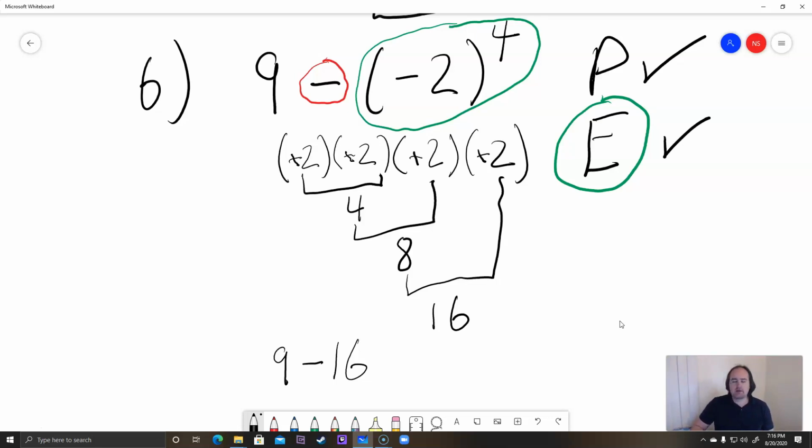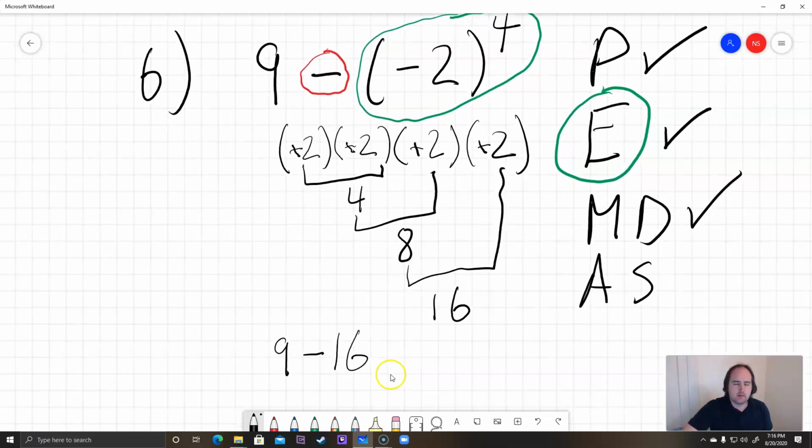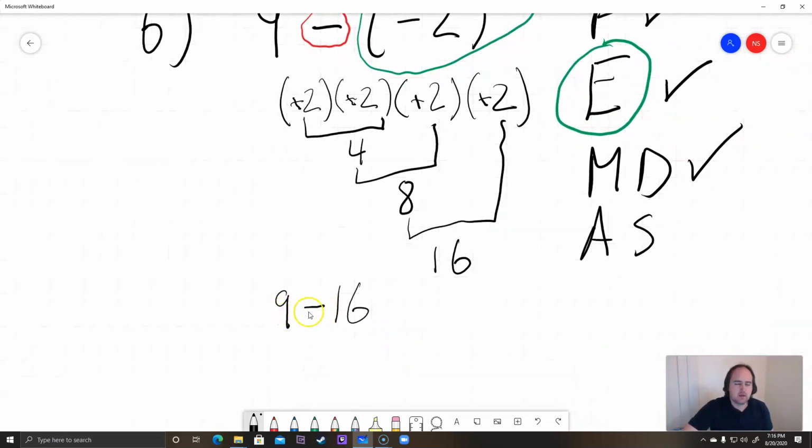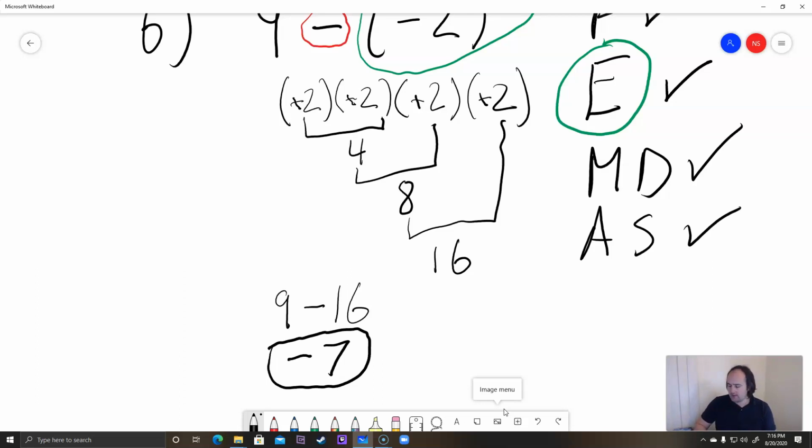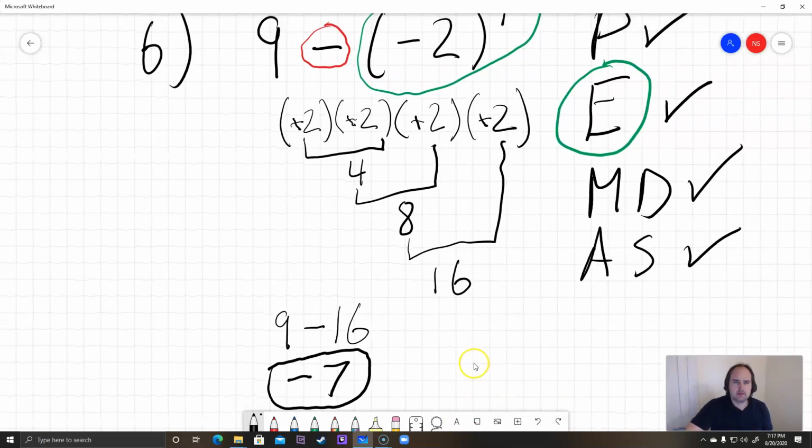Okay, and now with this problem, there's no multiplication and division, so we don't have to worry about that. So we're on to addition and subtraction. And for addition and subtraction, remember when they have opposite signs like this, you keep the sign of the larger number, which here is 16, and you subtract. So we know our answer is going to be negative. Okay, so it's going to be negative of 16 minus 9, and 16 minus 9 is 7. So our answer is negative 7. All right, and that finishes number 6.